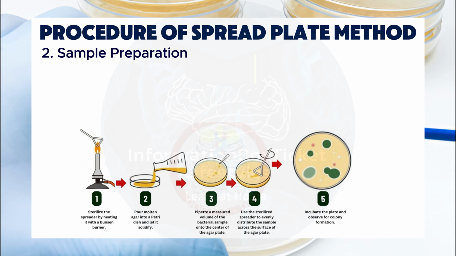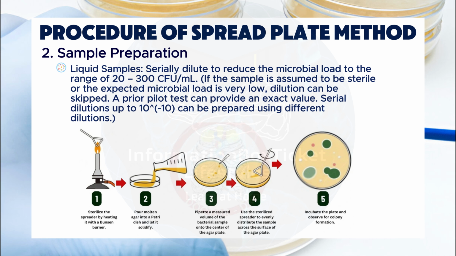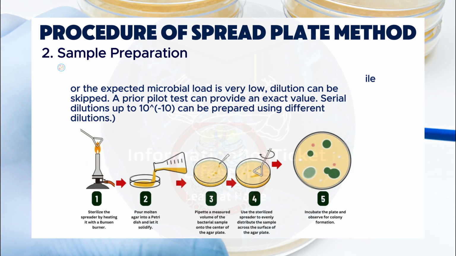2. Sample preparation. Liquid samples. Serially dilute to reduce the microbial load to the range of 30 to 300 CFU/ml. If the sample is assumed to be sterile or the expected microbial load is very low, dilution can be skipped. A prior pilot test can provide an exact value. Serial dilutions up to 10^-10 can be prepared using different dilutions.